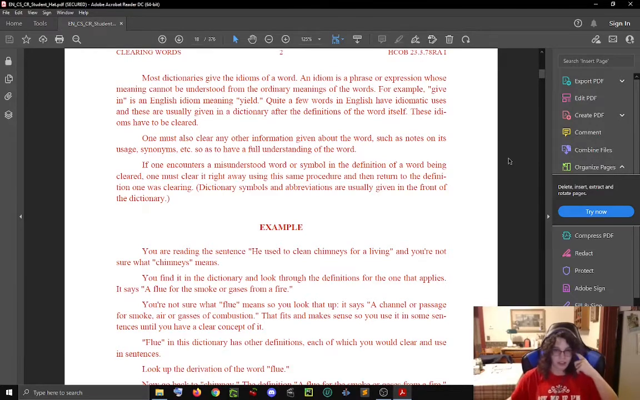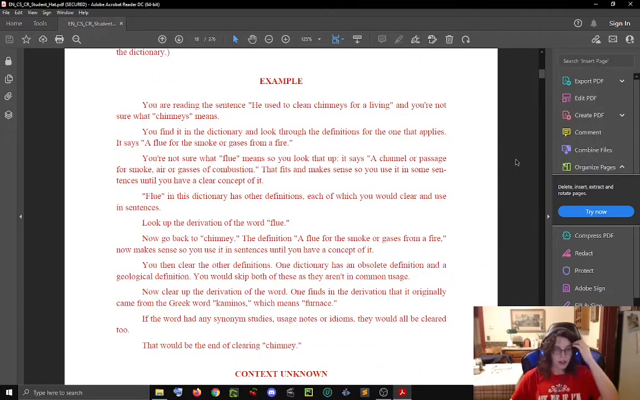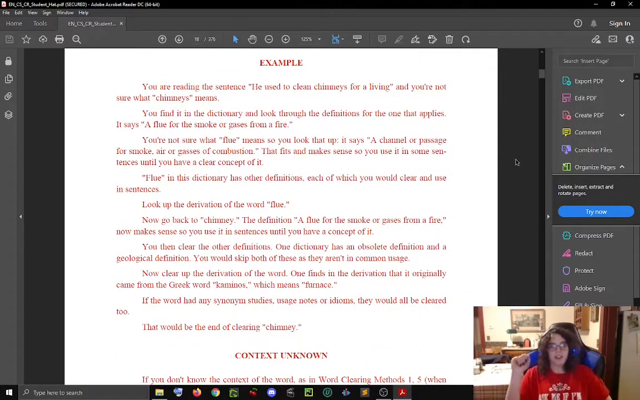Okay, so yeah, here's a good example that they use. You're reading the sentence, he used to clean chimneys for a living, and you're not sure what chimneys means. You find it in the dictionary and look through the definitions for the one that applies. It says a flue for the smoke or gases from a fire. You're not sure what flue means, so you look that up. It says a channel or passage for smoke, air, or gases of combustion.